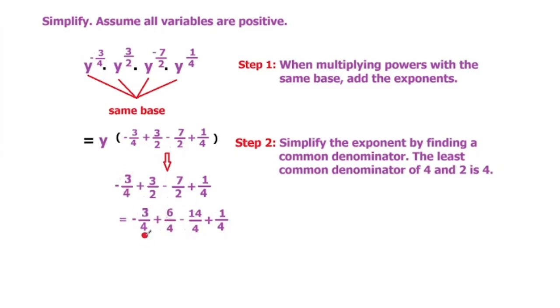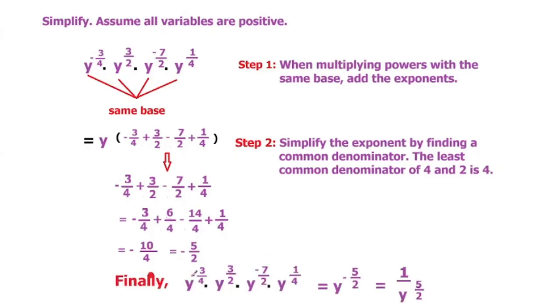So negative 3/4 stays the same. 3 over 2 becomes 6 over 4. Negative 7 over 2 becomes negative 14 over 4. And 1 over 4 just stays the same. So now we could just simply add everything together and we end up with negative 10 over 4. So we could simplify that fraction and it becomes negative 5 over 2.